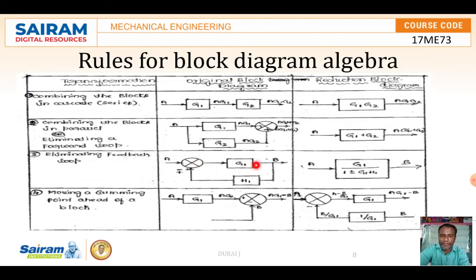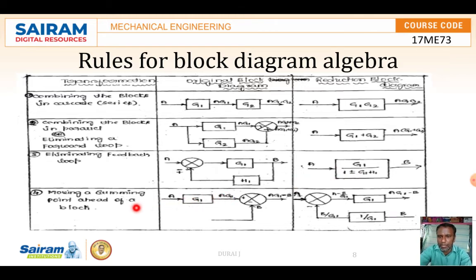Then eliminating the feedback loop. Just now we have seen the derivation, so you can write G1 divided by 1 plus or minus G1 H1. So G1 divided by 1 plus or minus G1 into H1. That's it. This is the formula for the feedback path. Depending upon the sign here, it will change.